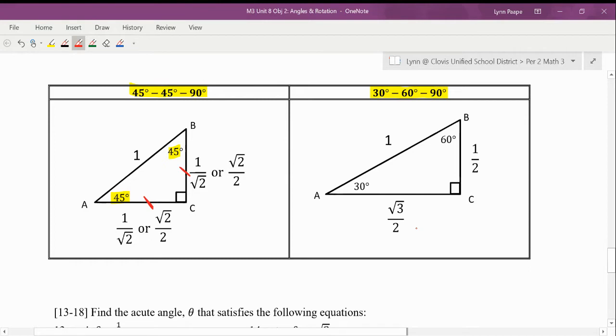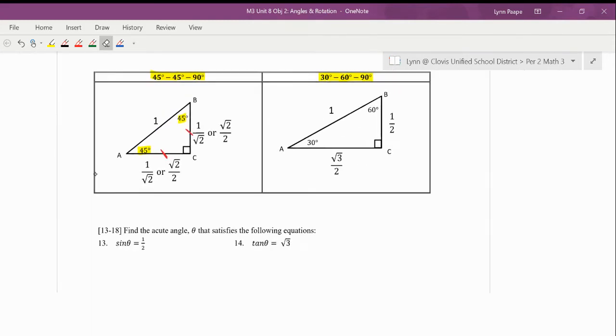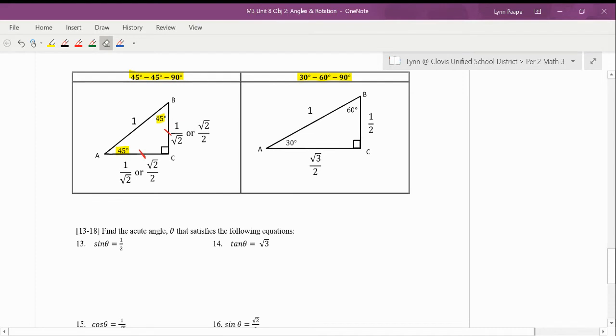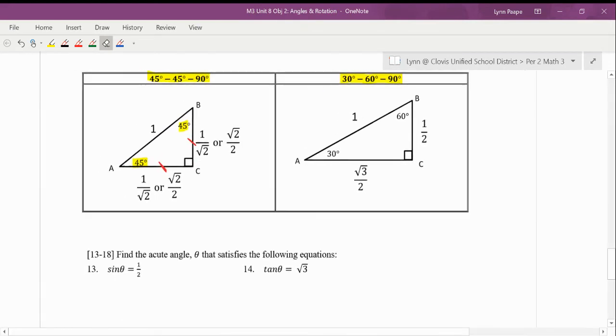Okay, so we need to know those particular triangles. And we're going to use these a lot, so make sure that you know these. And at some point, you're going to have to do a little bit of memorizing. So I'm going to keep that kind of shrunk so that I can reference that. So for question number 13, they want us to find the acute angle. So acute angle, just as a reminder, means an angle that is less than 90 degrees.